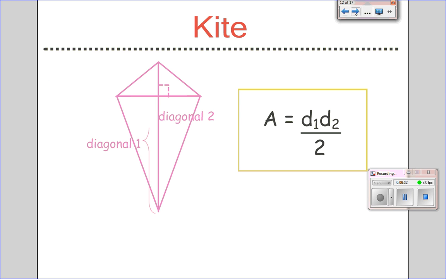All right, one more shape, the kite. The area formula for the kite is diagonal 1 times diagonal 2 over 2. Oh, this looks familiar. This looks just like the rhombus formula because it's the same formula, because both these shapes form right angles in the middle. That's why we have the same formula there.